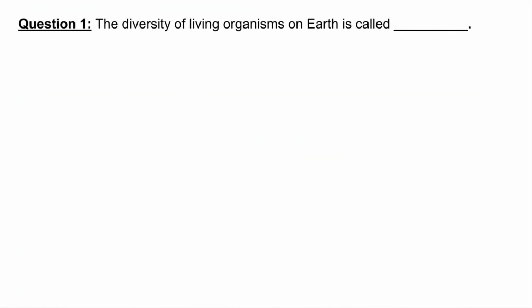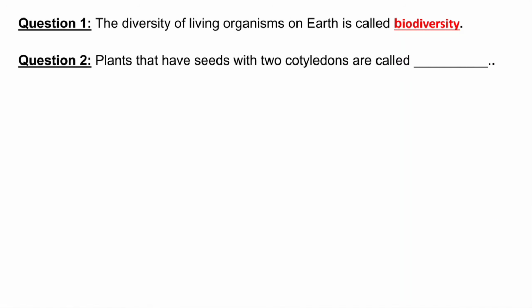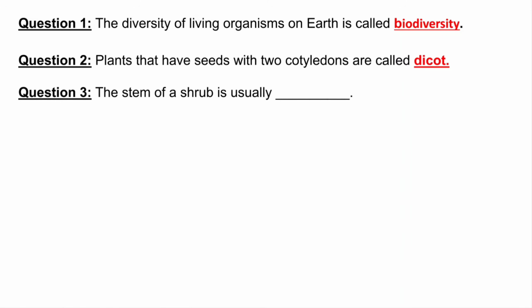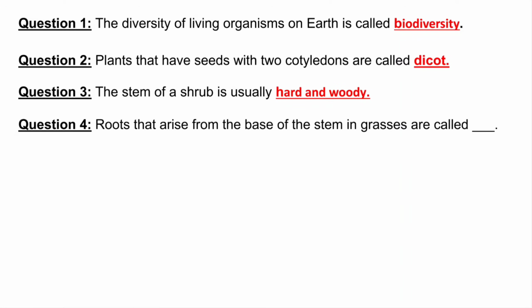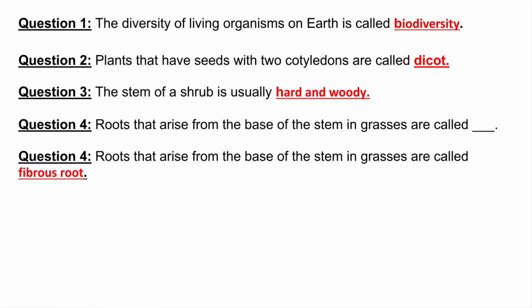Okay, so first question: the diversity of living organisms on earth is called, what do we call? Biodiversity. Okay, plants that have seeds with two cotyledons are called what? Dicot. The stems of a shrub are usually hard and woody. Okay, and roots that arise from the base of a stem in grasses are called, what do we call those roots? Those roots are fibrous roots.